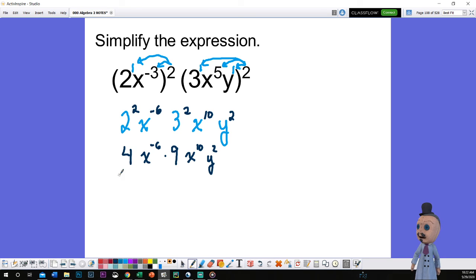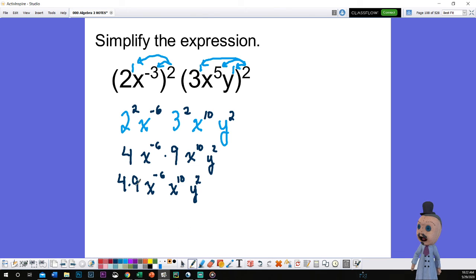I'm going to reorder everything because that's always a good idea. I could have reordered it in this first step. That's alright. So I'm putting my numbers together. Whoops, I misspelled x. Sorry. Putting all my like letters together.